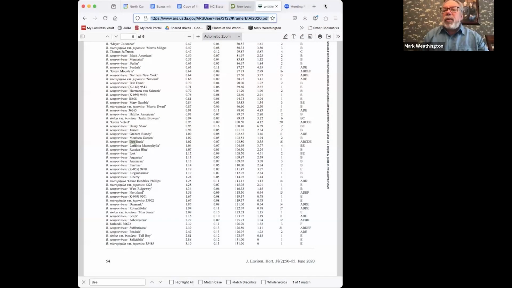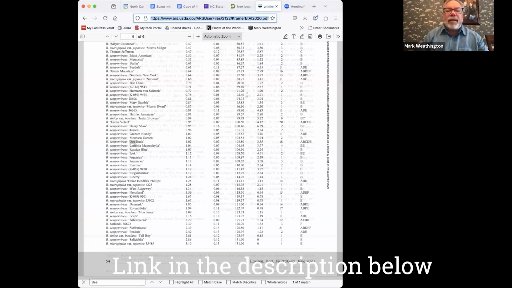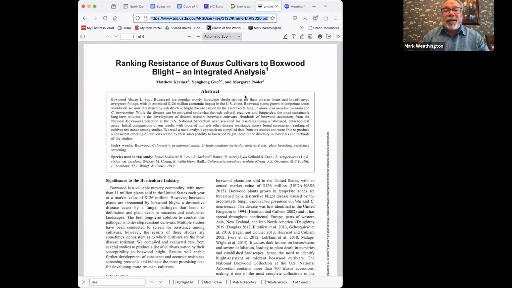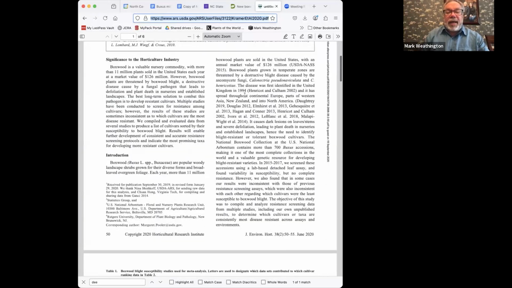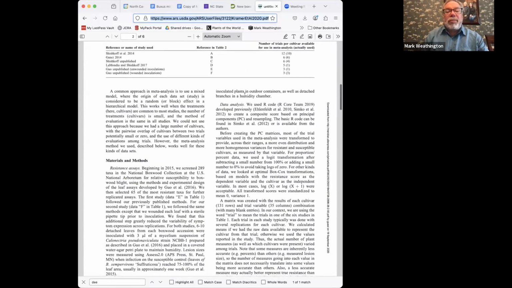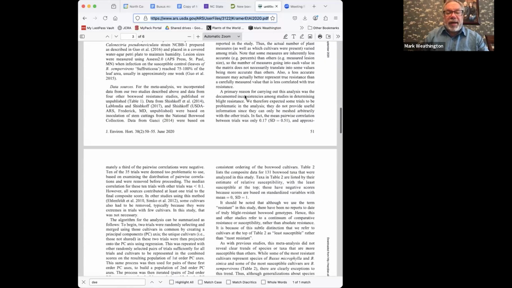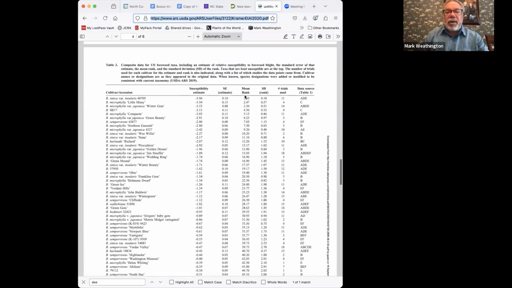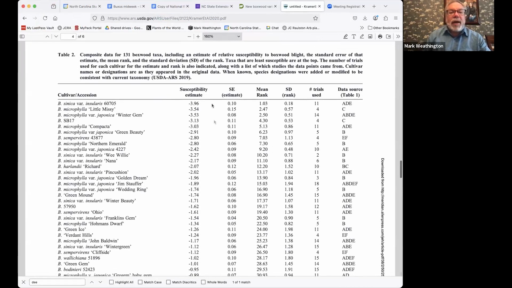There are ways to get some information on disease tolerance for these different plants. One of probably the best resources is this paper that was done at the USDA, ranking resistance of Buxus cultivars to boxwood blight, an integrated analysis. And you can Google USDA boxwood blight. You can find this. Not going to read it to you, but here you can see how susceptible these things are. So you want the lowest susceptibility estimate, even in the negative. So up at the top, you have the ones that are best.